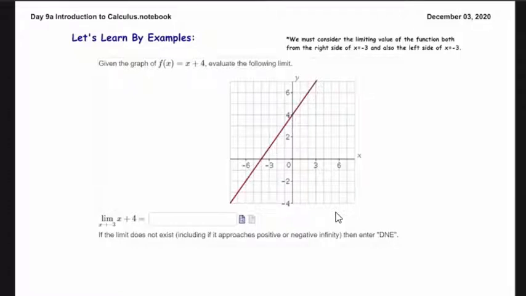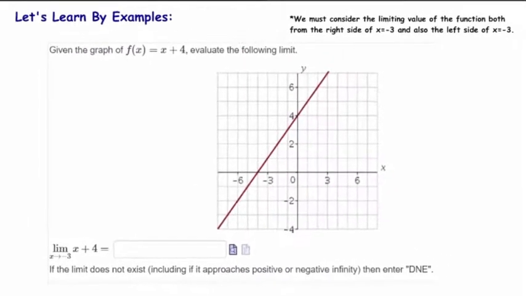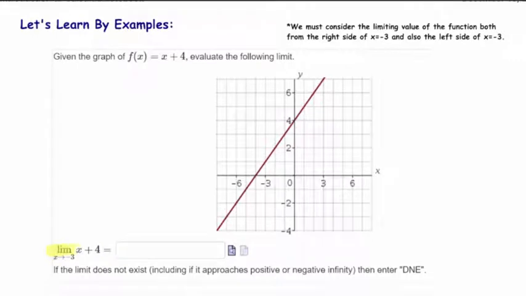Now that we have been introduced to the idea of limits, let's take a look at a few example problems together. In our first example here, given the graph of f of x equals x plus 4, evaluate the following limit. So we're looking down here. We want to find the limit of x plus 4 as x approaches negative 3.